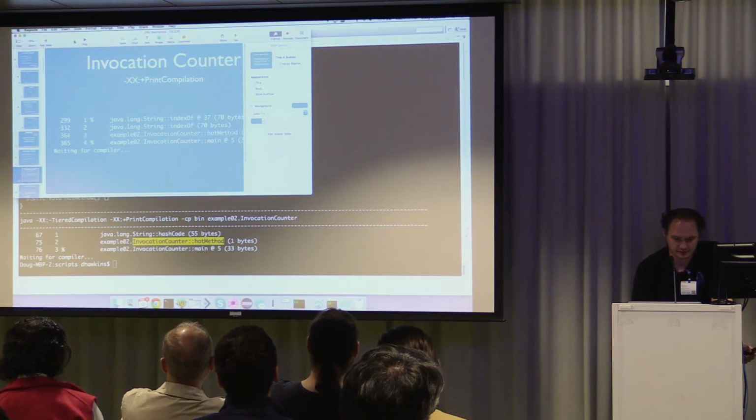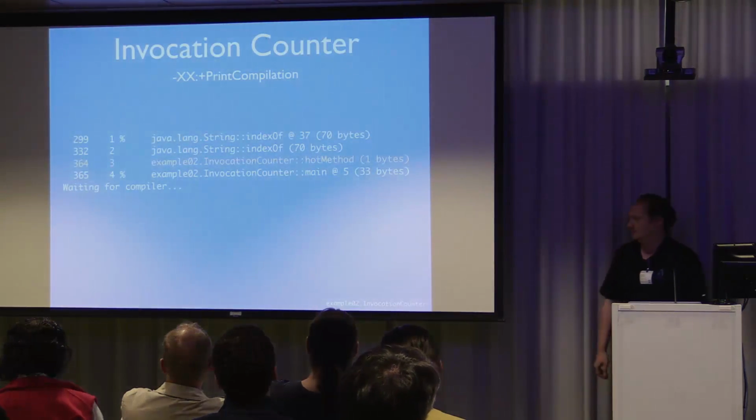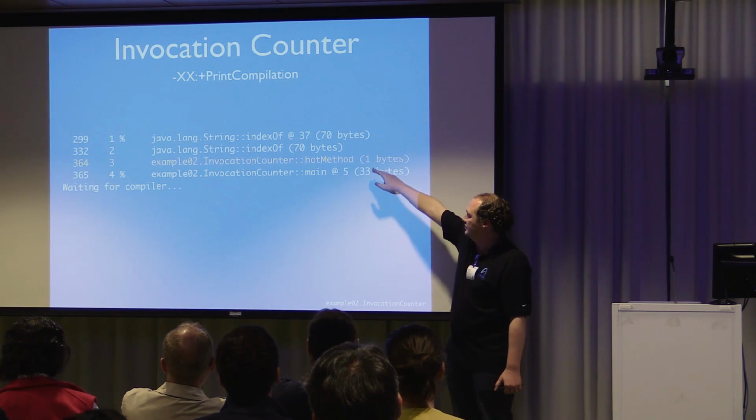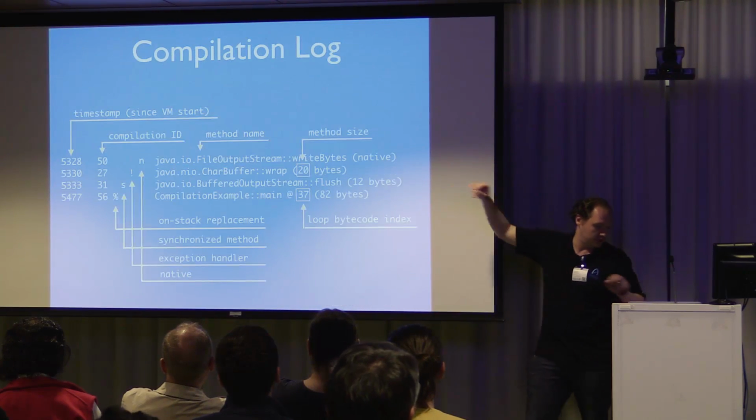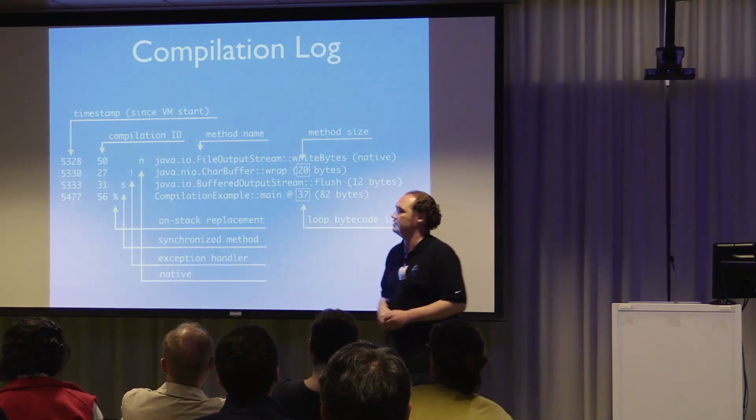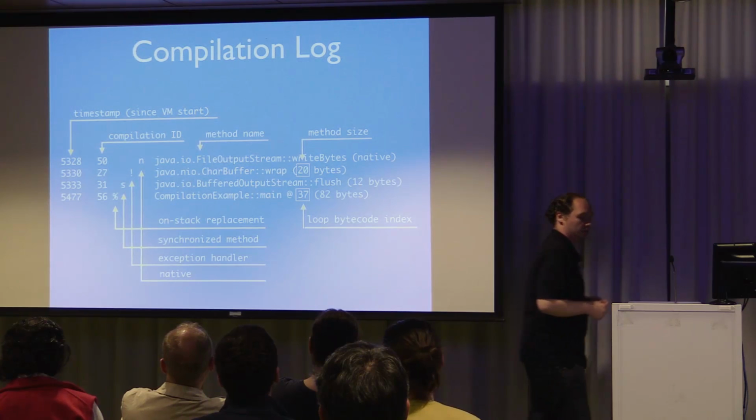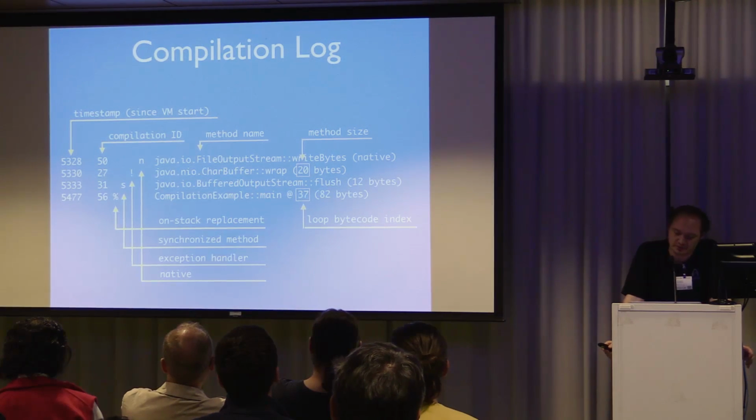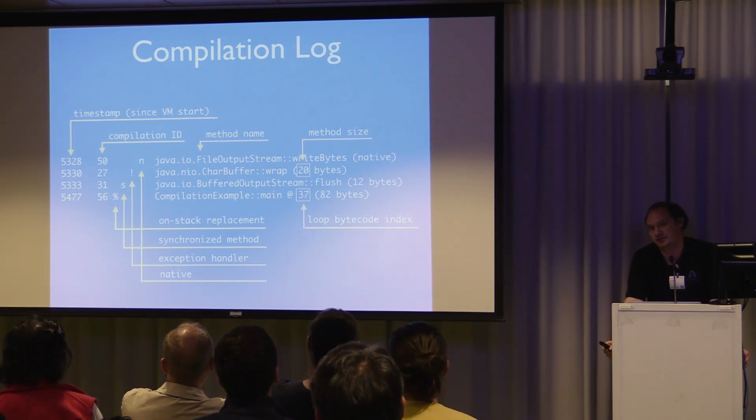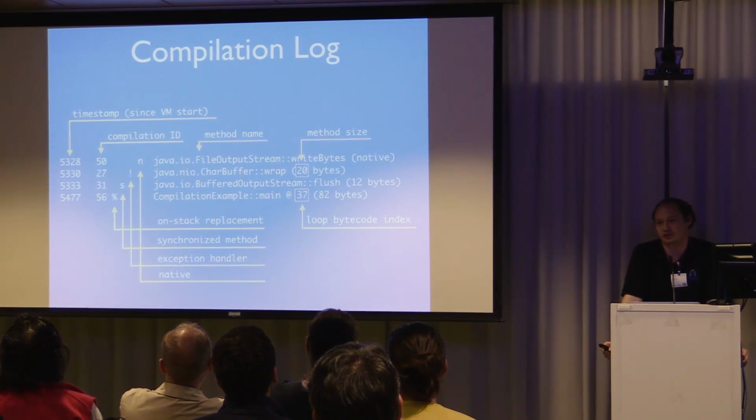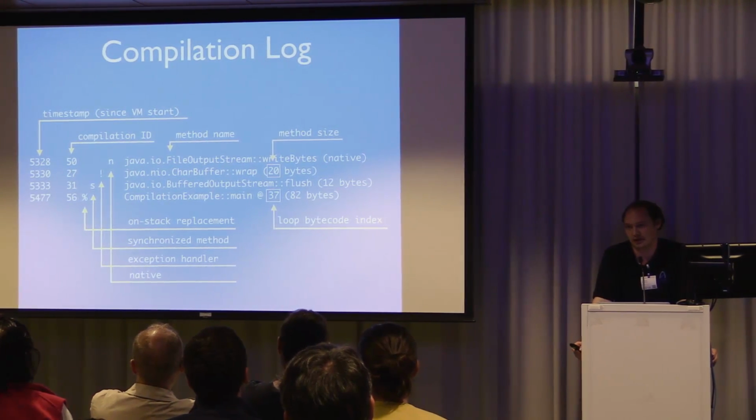There's quite a bit of information in that output. So we look at this, and the leftmost column is a timestamp when the compilation was completed in milliseconds since the VM started. The next column over is the compilation ID. The IDs are assigned in the order in which they are enqueued, so they may come out in a different order.